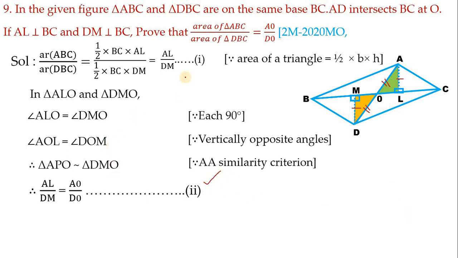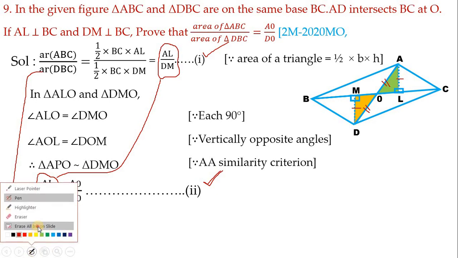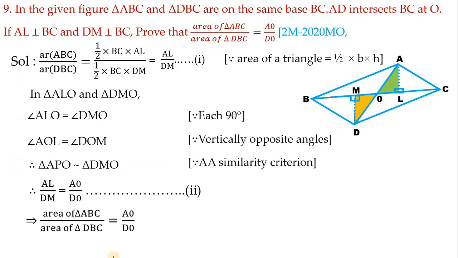Now compare both the equations. Equation 1 is here and equation 2 is here. So in equation 1 here we have AL by DM, and here in equation 2 we have AL by DM. When these two are equal, these two will become equal. This area of ABC by area of DBC is equal to AO by DO. Can we write or not like that? We can write this. So this is what we wanted to be proved. So very simple one, and we have got this from equation 1 and 2.